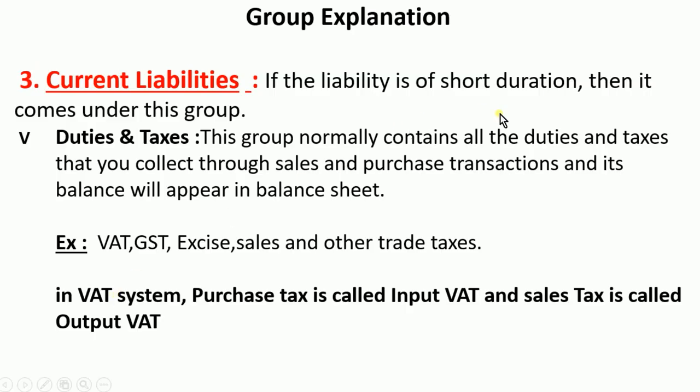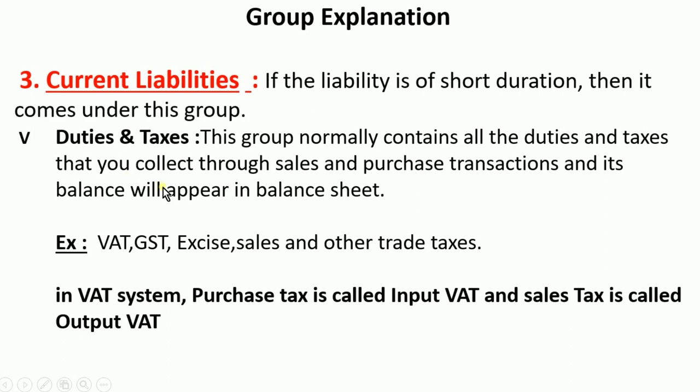In that, there is first subgroup, altogether fifth subgroup, duties and tax. This group normally contains all the duties and taxes that you collect through sales and purchase transaction, and its balance will appear in balance sheet. Commonly we will say this is government's account we are maintaining in our accounting system, duties and tax.